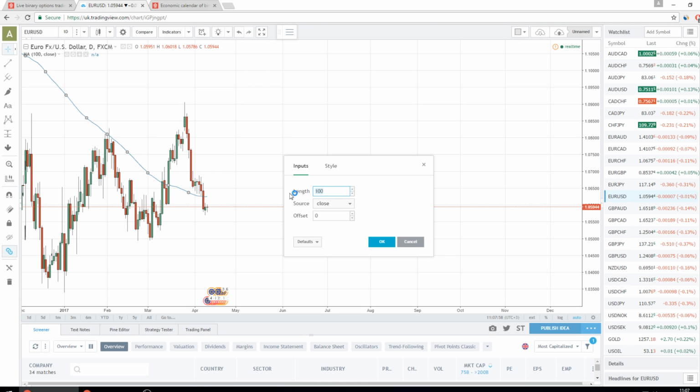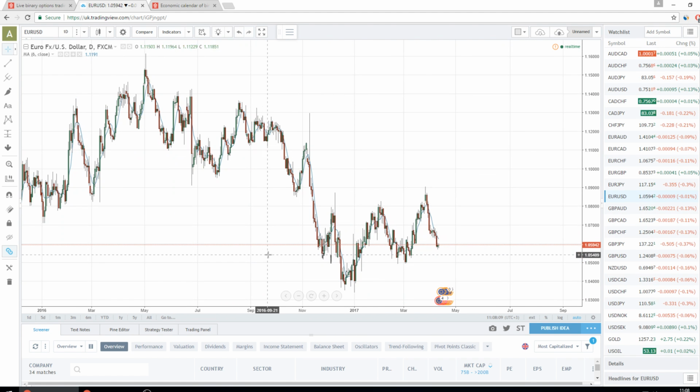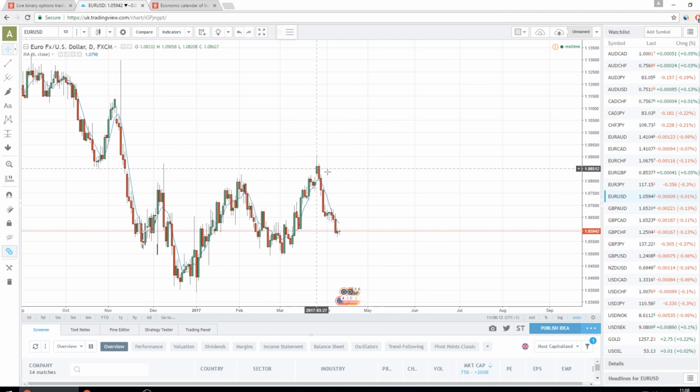When we put a smaller amount here, the moving average will react to the market changes. You see that it's not so smooth. Almost always it follows the candles that we have here, and it's not as general as when we put 100 candles for analysis.